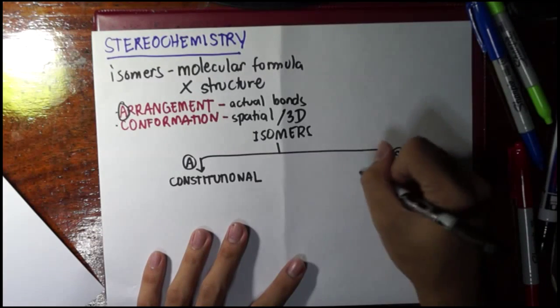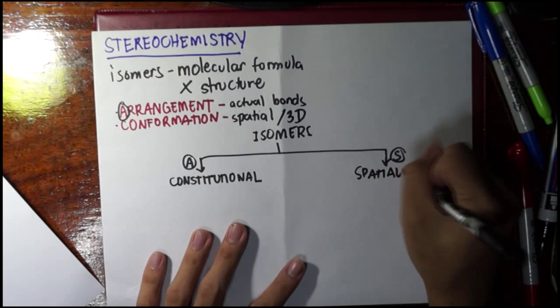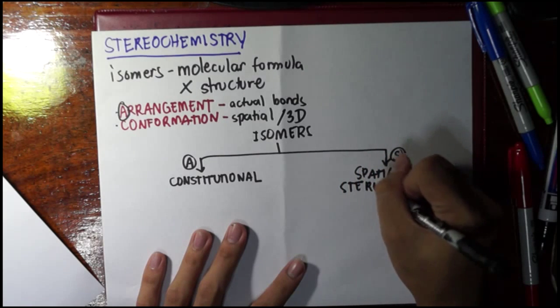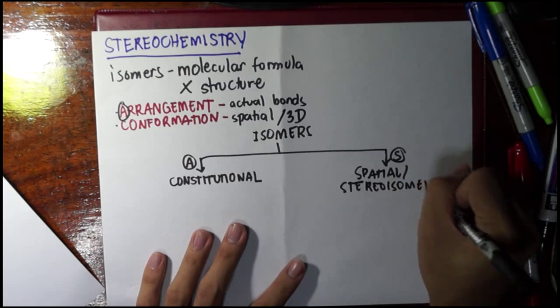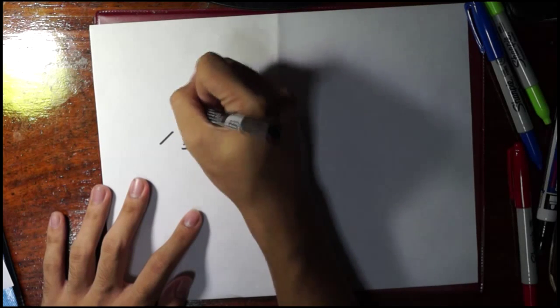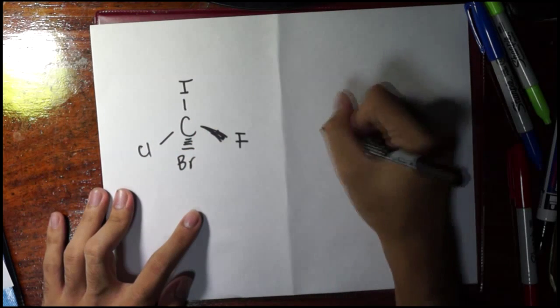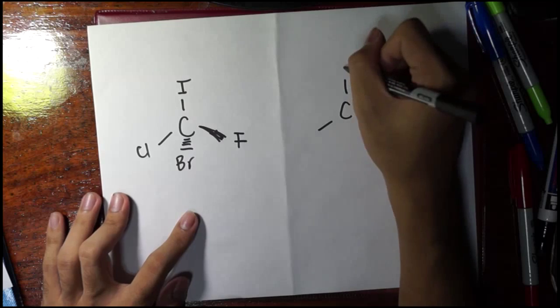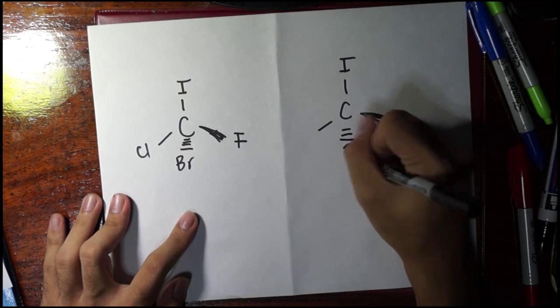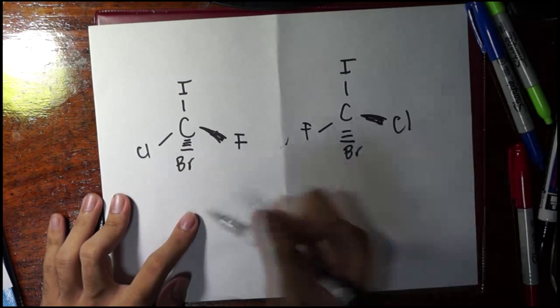As opposed to the spatial isomers, or the stereoisomers, most likely the two isomers have the same actual bonds. For example, here I'll draw ICl BrF. It's my favorite example just to make things quick. And then IBrFCl. These have the same actual bonds.